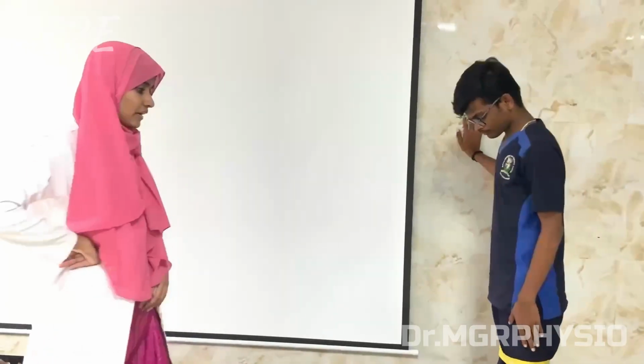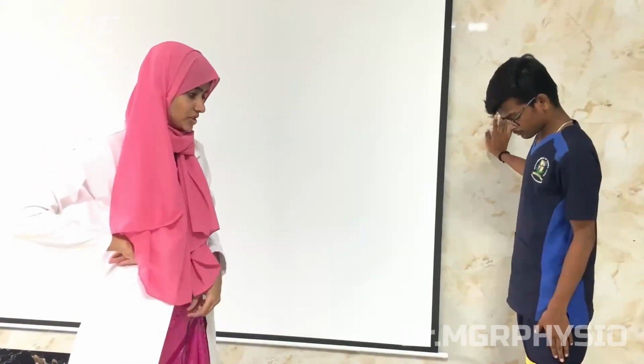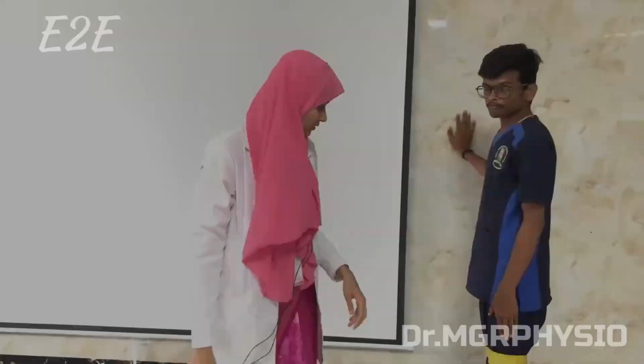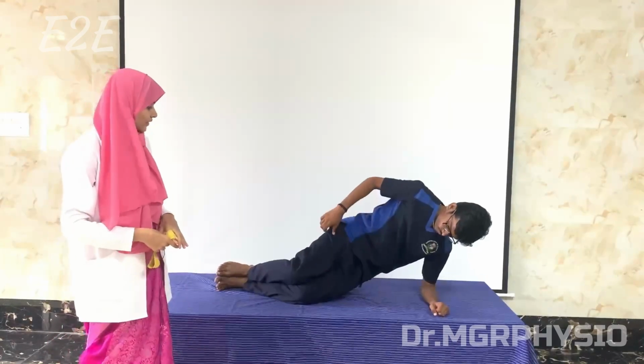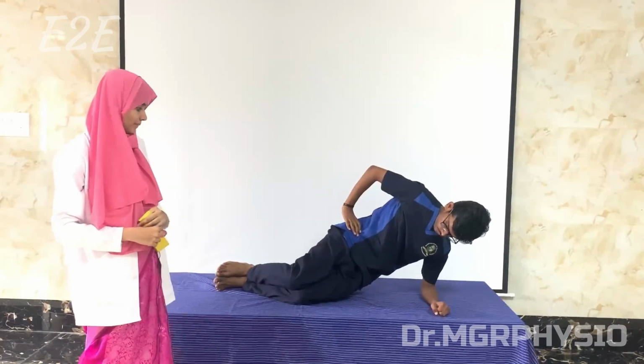This resistance band helps to strengthen the gluteus medius muscle. So next we are going to see another form of exercise. Ask the patient to go in side plank position. Then ask him to perform the hip abduction.